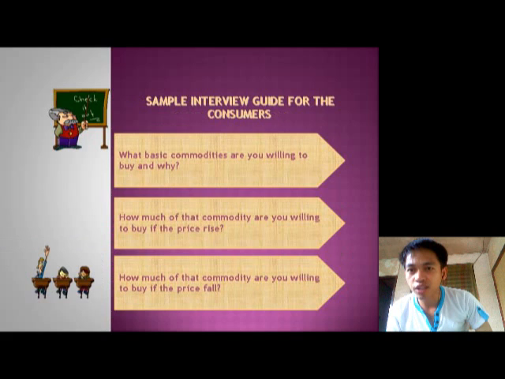Here is a sample interview guide for the consumers. First, what basic commodities are you willing to buy and why? This refers to the daily commodities being bought by our consumers. Next, how much of that commodity are you willing to buy if the price rises? And lastly, how much of that commodity are you willing to buy if the price falls?